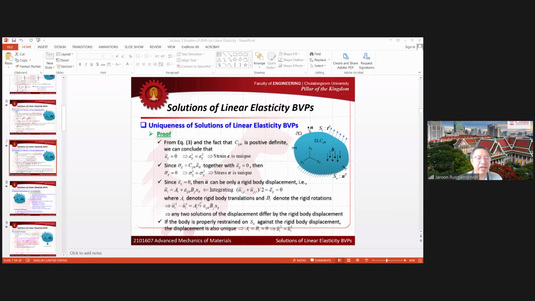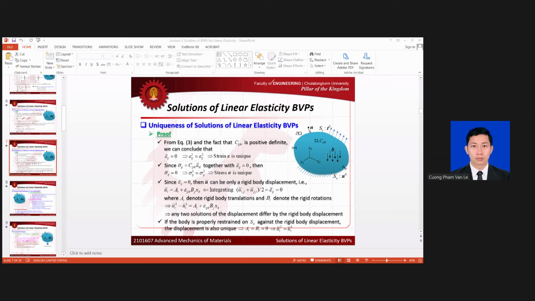Okay, is that clear to you? So I didn't say that the displacement field is always unique. Okay, the part that is unique is the part that generates the strain. The part that generates zero strain may not be unique, depending on how you restrain the body against the rigid body motion. Okay, is that clear?